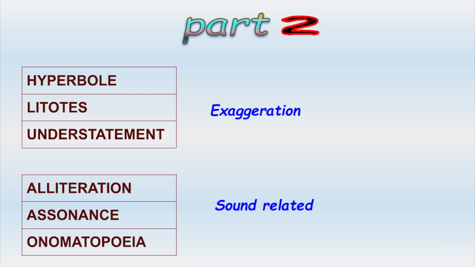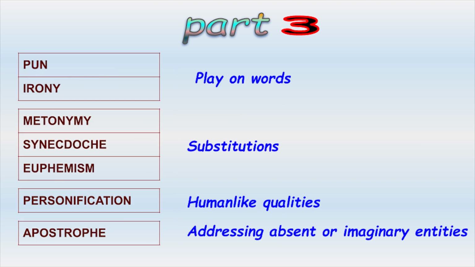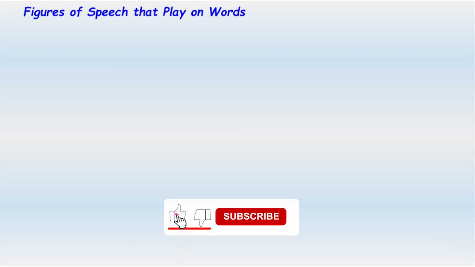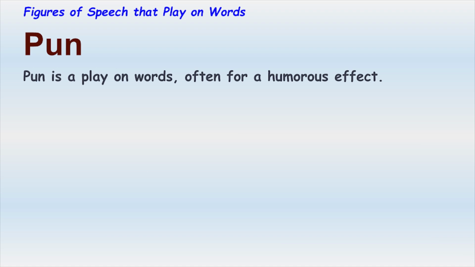In this lesson, which is part 3, I will present to you the figures of speech in the groups play on words, substitutions, human-like qualities, and addressing absent or imaginary entities. Let's start with the figures of speech in the group play on words. Our first figure of speech in this group is called pun. Pun is a play on words, often with a humorous effect.